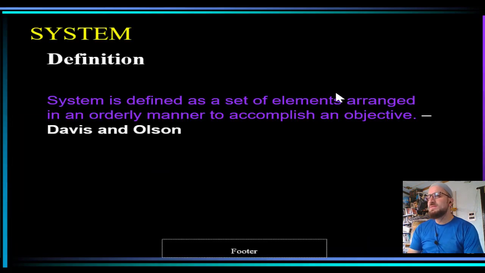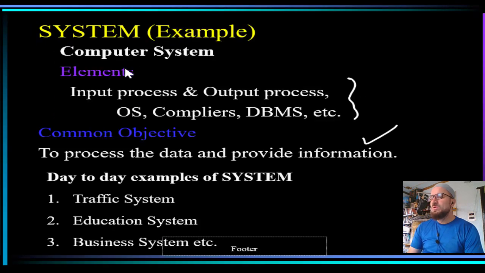So overall, the system is defined as a set of elements arranged in an orderly manner because we have to accomplish a particular objective. This is Davis and Olson's definition of a system, where you arrange the components of a system in such a manner that they help to accomplish a particular objective, right? Now, what could be an example of a system? We have a computer system where we have the input, process, output, operating systems, compilers, DBMS, and everything is there, and there is a common objective: to process the data and provide information.